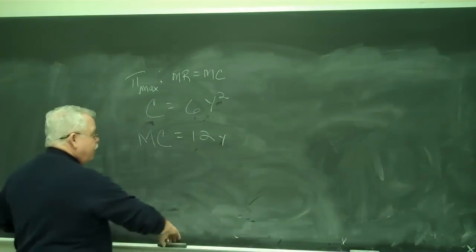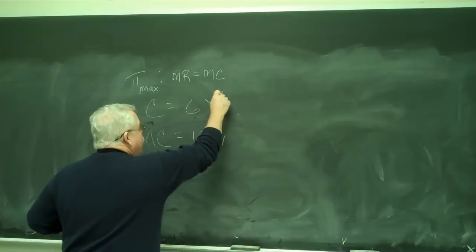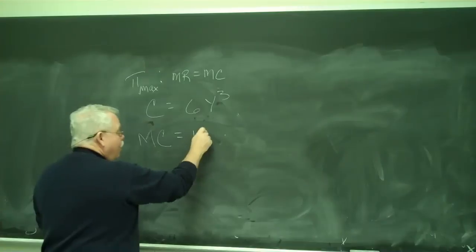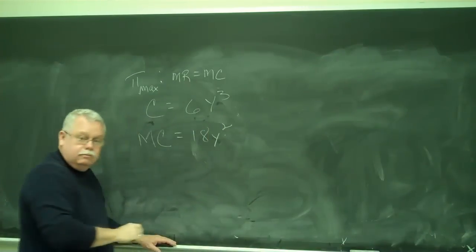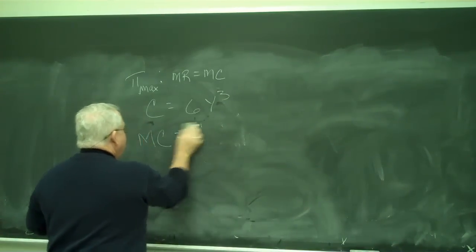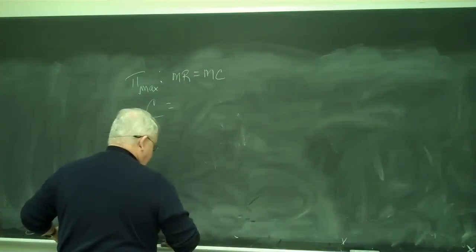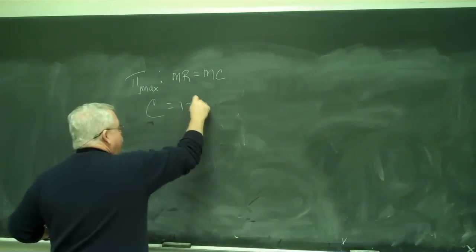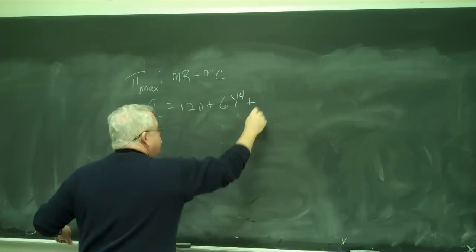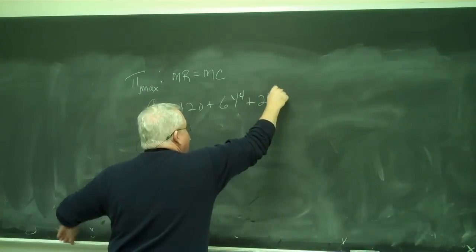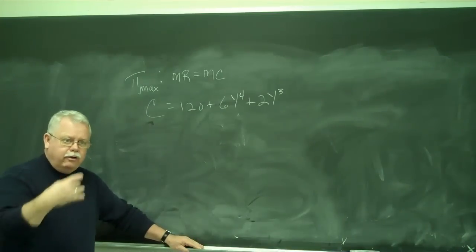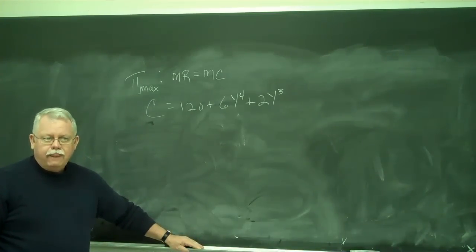What if the cost function had been 6y cubed? What would my marginal cost be? 18y squared. Yeah. Okay? That's all it is. So what happens if you have a constant up here? Cost is 120 plus 6y to the 4th plus 2y cubed. There's my cost function. How would I find the marginal cost, or in calculus, the first derivative of that?